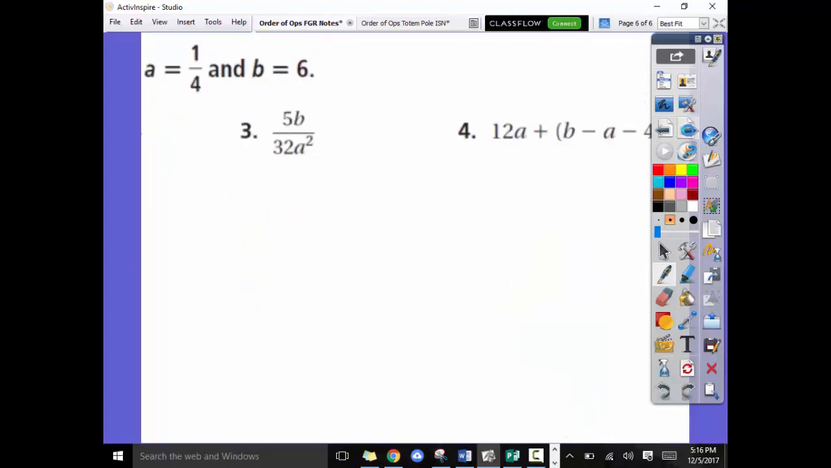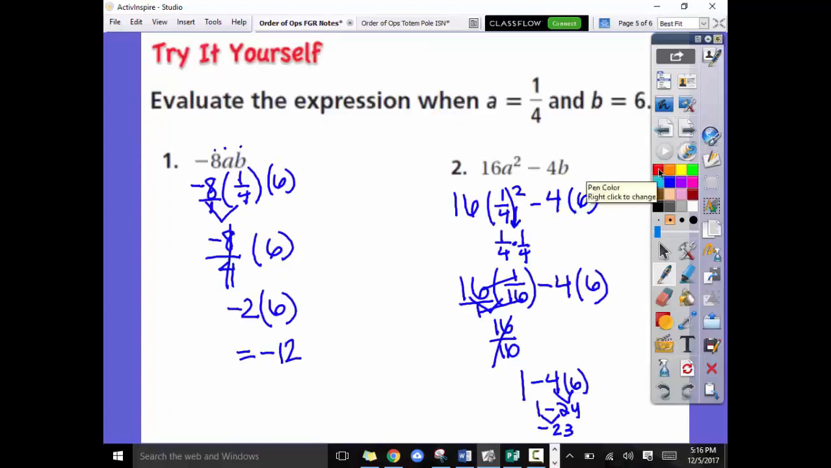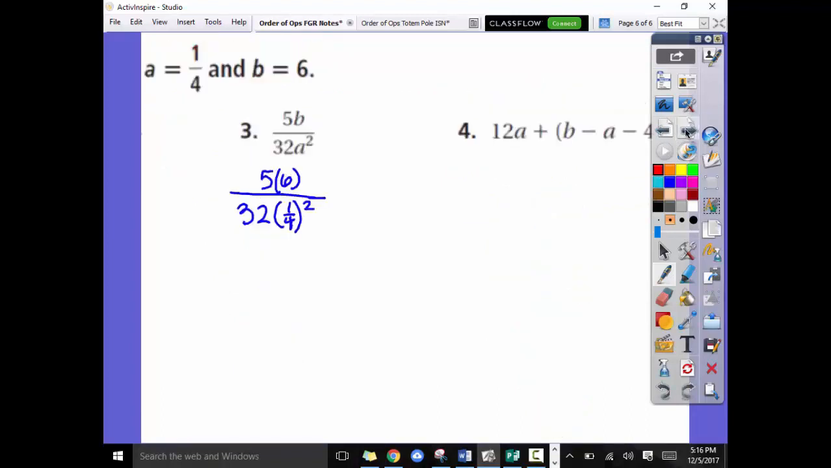Okay, number 3. I have 5 times 6, and then divided by 32 times (1/4) squared. I just know 1/4 squared from the previous problem was 1/4 times 1/4, which was 1/16. So on the bottom here, I have 1/16, and then this is times 32 over 1. Remember on the fraction, you're going to do everything on the top, then everything on the bottom. So 5 times 6 is 30.